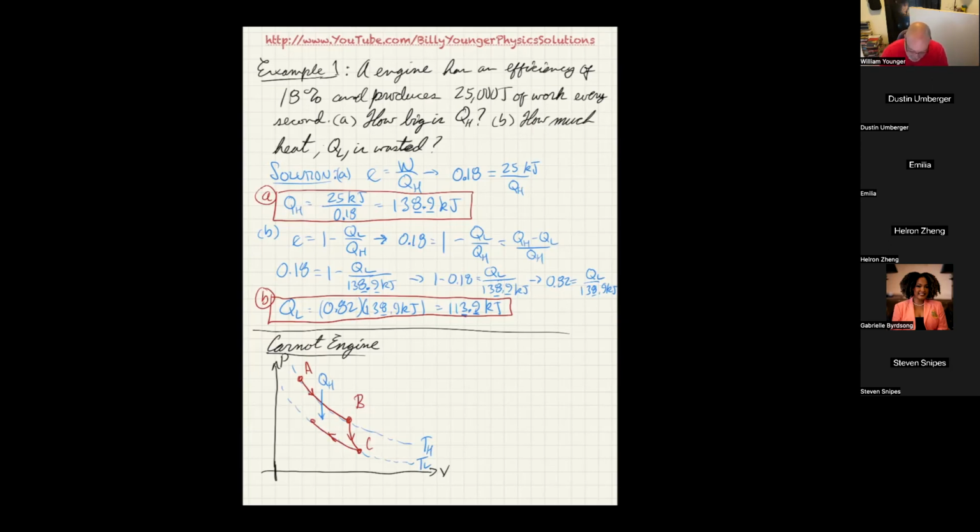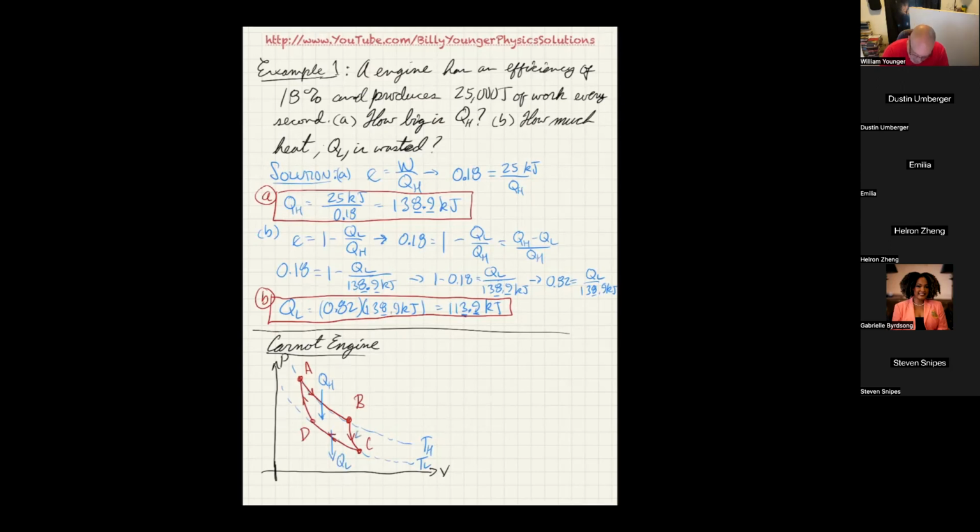And then it's going to do another isothermal process, but in this case, it's going to be isothermal and heat is going to leave, and that heat is a positive QL, and it's going to do so from C to D isothermally. Now, the final step is an adiabatic compression from D to A. And again, that's adiabatic, so no heat flows in or out.